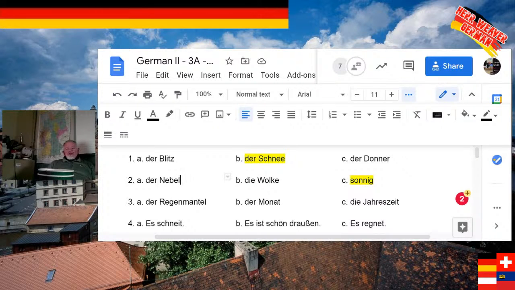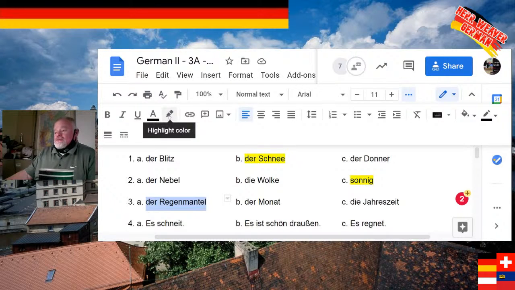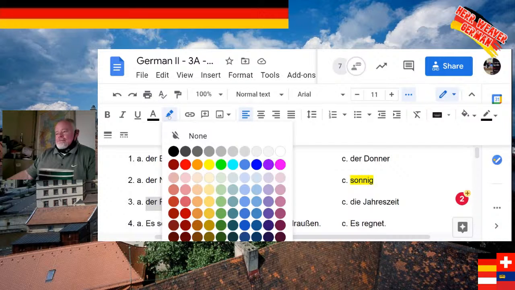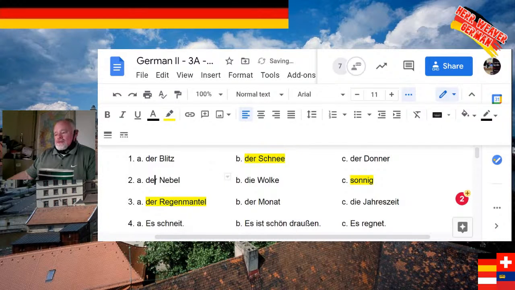Okay, Nummer 3: der Regenmantel, der Monat, die Jahreszeit. Regenmantel. Right, and why is that? What's a Monat? Monat is month. Good. The Jahreszeit is year something. Close. It's something about year. It's Herbst, Frühling, Sommer, Winter. Oh, yeah, it's a season. Season, yeah. So definitely raincoat. Month and season at least are spans of time.